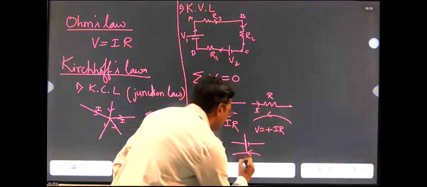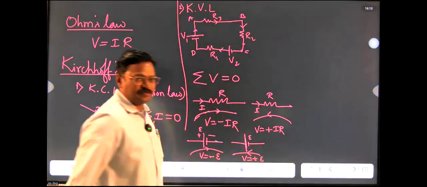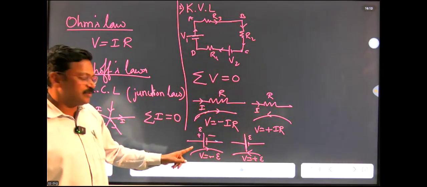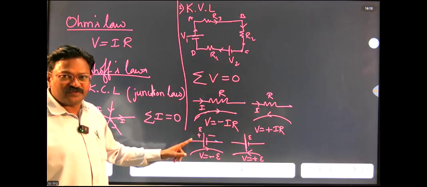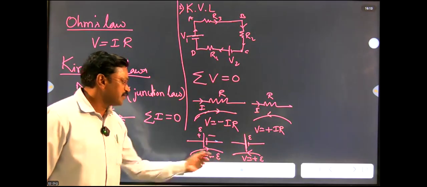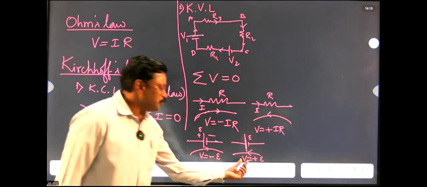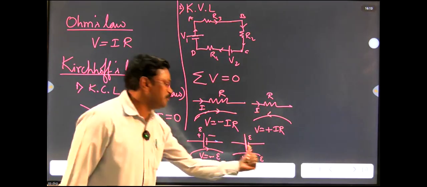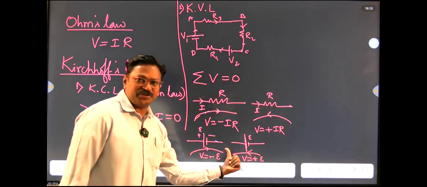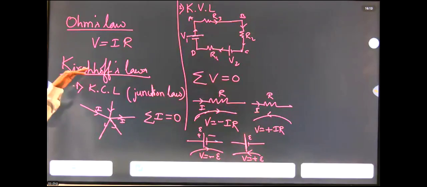So, in this case, the value of voltage drop V will be equal to plus E, where E is the EMF of the cell. So these are the same convention applicable for cells and batteries. For cells and batteries, the convention is this: voltage drop is equal to minus E if you are moving from positive terminal to negative terminal. Voltage drop will be equal to plus E if you are moving from negative terminal to positive terminal. So these are the rules that are applicable for applying Kirchhoff laws.